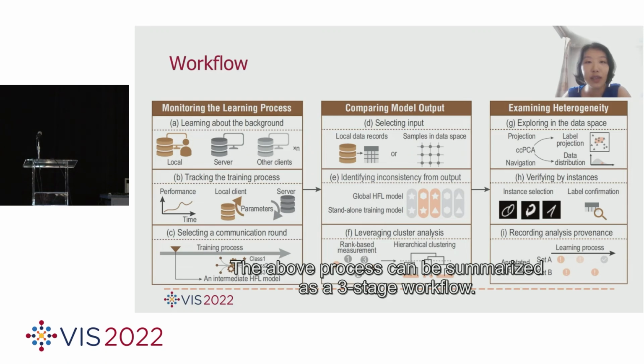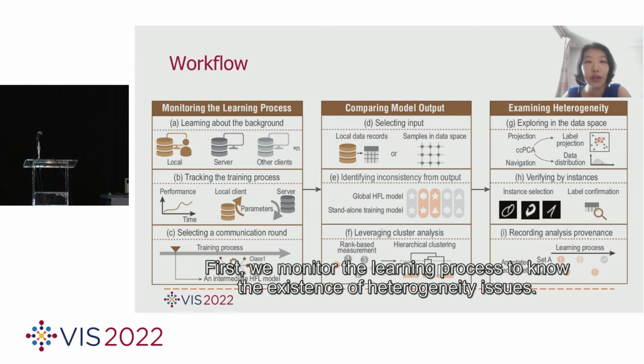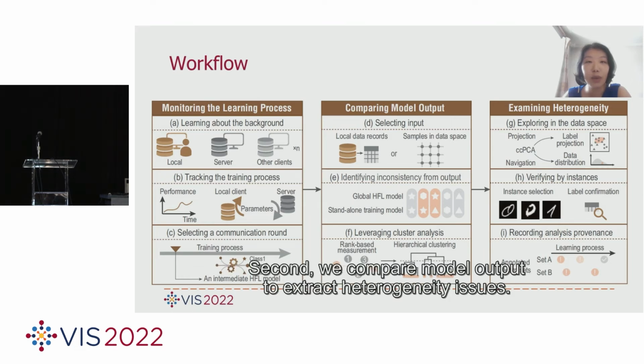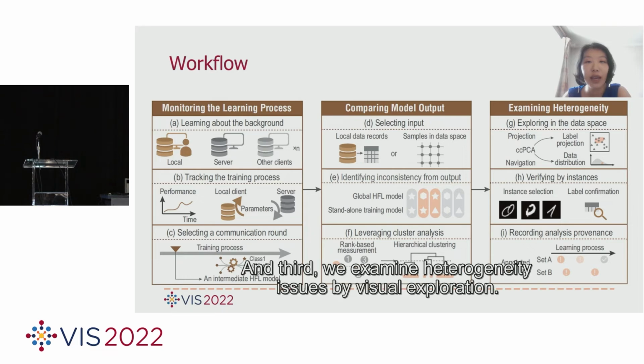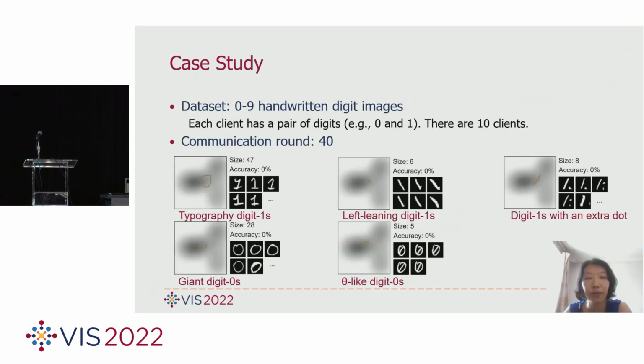The above process can be summarized as the three-stage workflow. First, we monitor the learning process to know the existence of heterogeneity issues. Second, we compare model output to extract heterogeneity issues. And third, we examine heterogeneity issues by visual exploration.